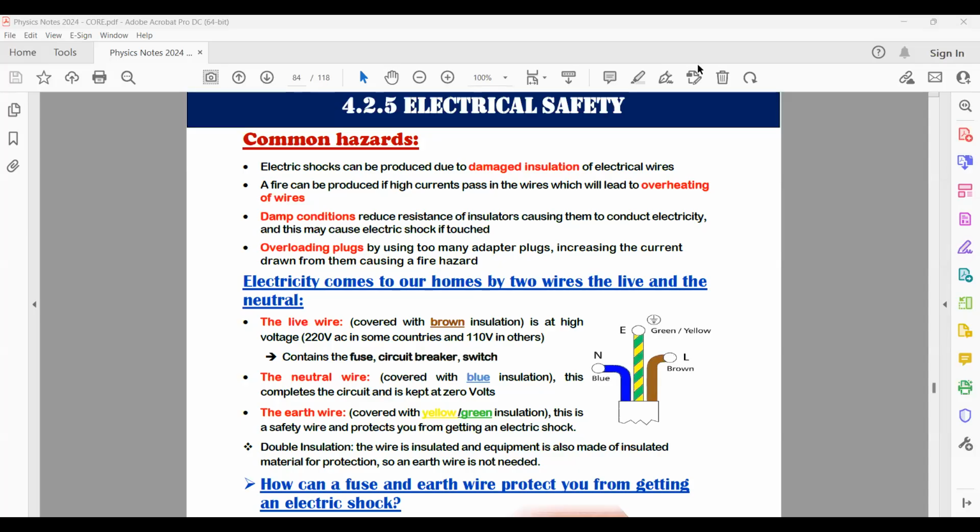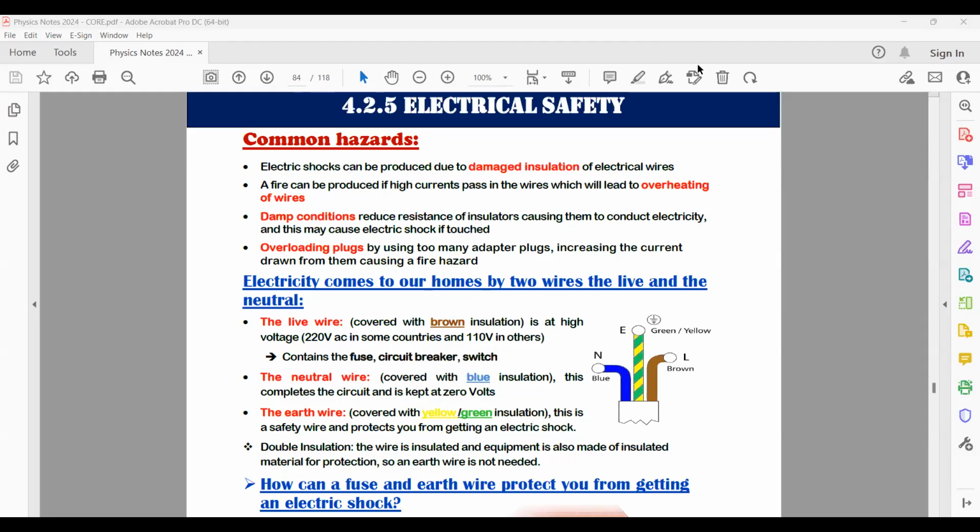The common hazards of electricity, or when dealing with electricity, are general knowledge in some way. What might be the problems we might face with electricity? It's one of two things. Either an electrical fire due to overheating, or having electric shock, electrocution, something like this.